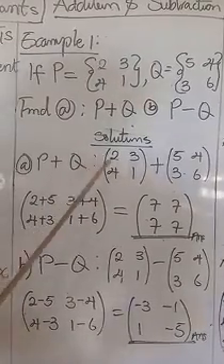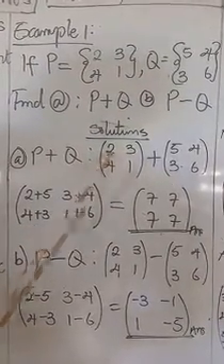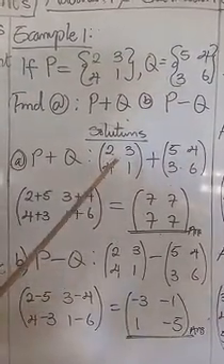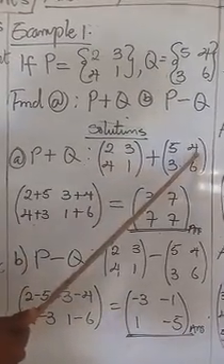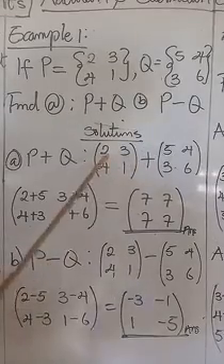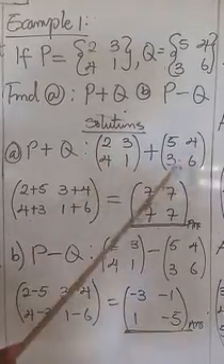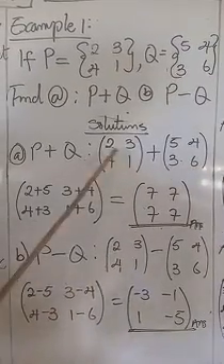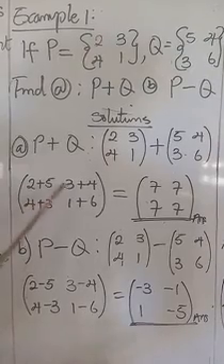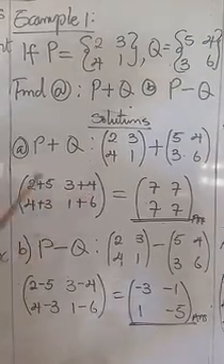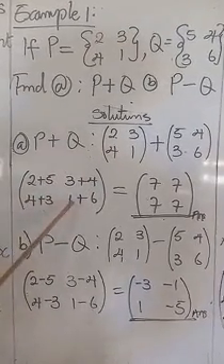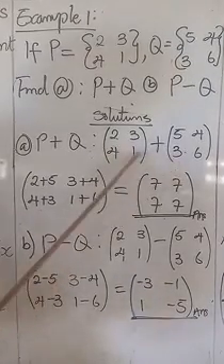So we find out that this is P and this is Q. In adding them, you add 2 plus 5 and 3 plus 4. You add this row to this row, and you add the second row to the second row. That is why you now see 2 plus 5 and 3 plus 4, then 4 plus 3 and 1 plus 6, which is this and this.